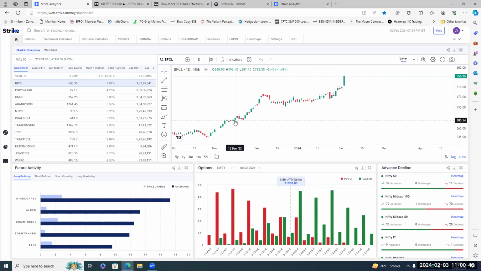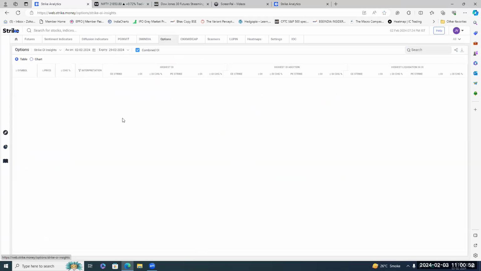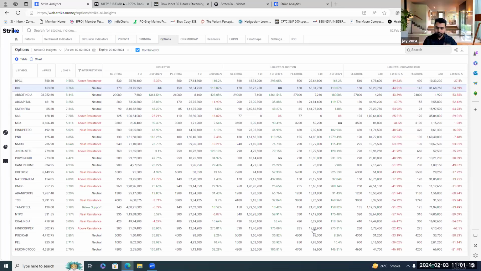Can you go to the discriminator section which you have, near resistance, crossing resistance? The question is, for BPCL you can see the OI change is -2, and the strike is 530, price is 560. I joined a bit late. Is it because short covering is happening that you are marking it as above resistance?